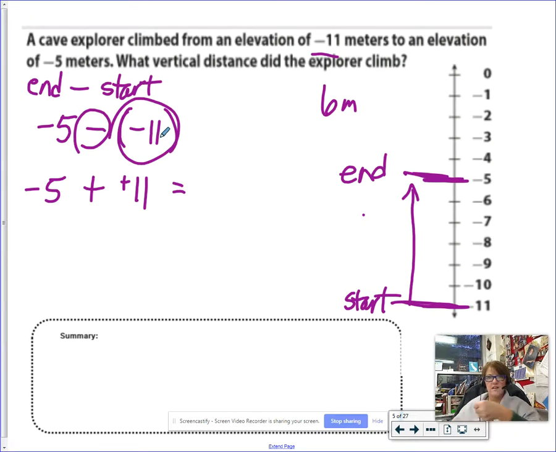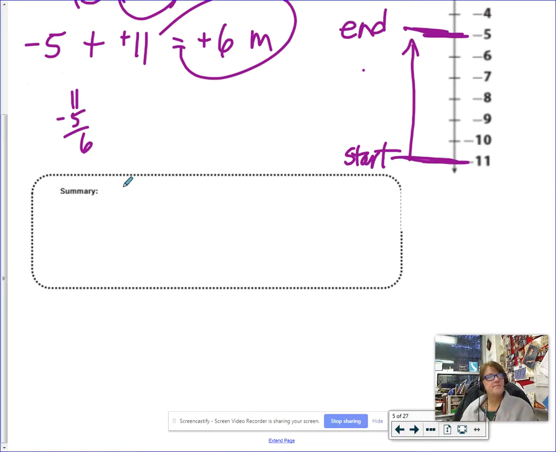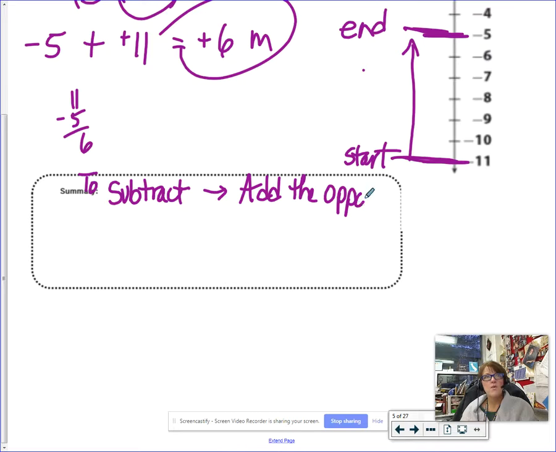Decide on your sign. It's a big tug of war. The positive team has more strength. It's going to win. So my answer is positive. Different signs. Find the difference between these two. Boom. Make sure you label your answer. Okay, so our summary today. Subtraction doesn't really exist. To subtract, you should add the opposite. Always, always, always. And then proceed just like you would in section 2.